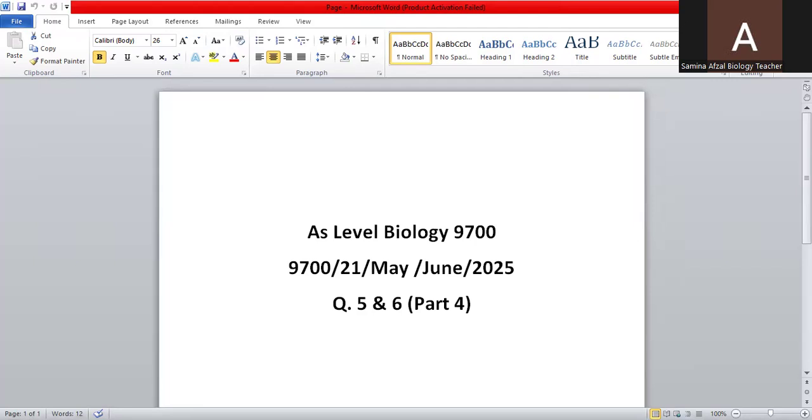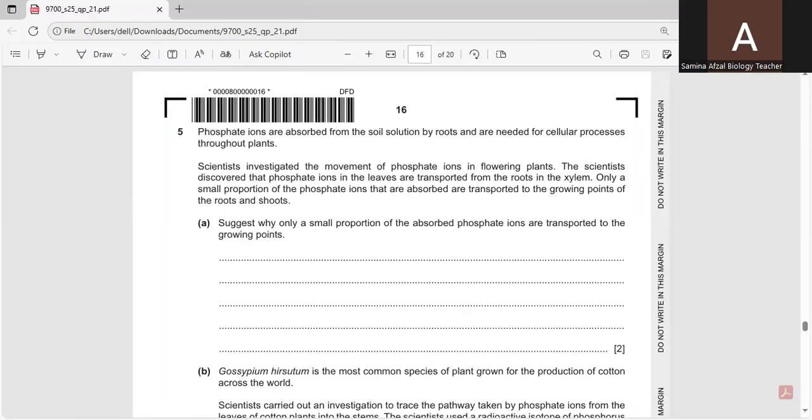Phosphate ions are absorbed from the soil solution by roots and are needed for cellular processes throughout plants. Scientists investigated the movement of phosphate ions in flowering plants. The scientists discovered that phosphate ions in the leaves are transported from the roots in the xylem. Only a small proportion of the phosphate ions that are absorbed are transported to the growing points of the roots and shoots. Suggest why only a small proportion of the absorbed phosphate ions are transported to the growing points.